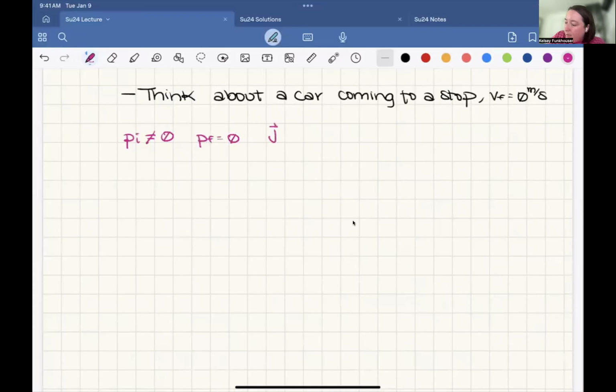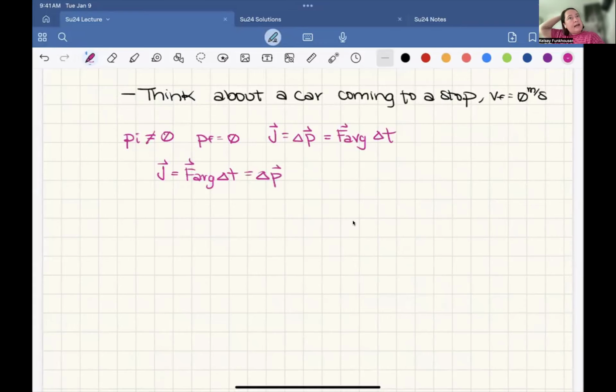And we know that the impulse is the change in momentum. Give those both a vector. And we also know that this is the average force times the time interval. So let's put that here. We have the impulse is the average force times the time interval, which is the change in momentum.